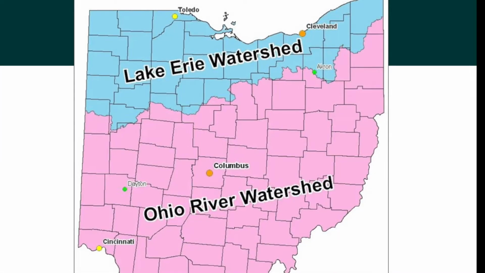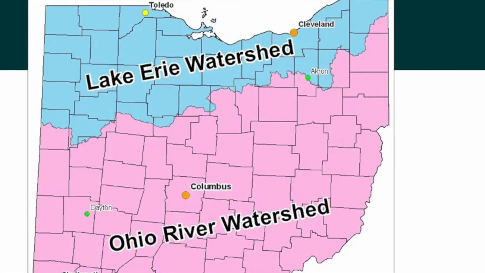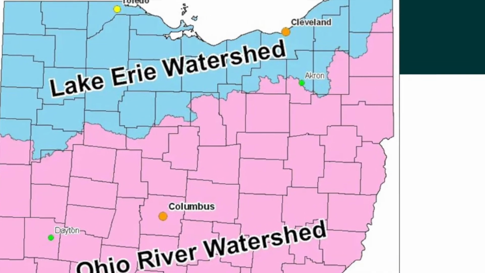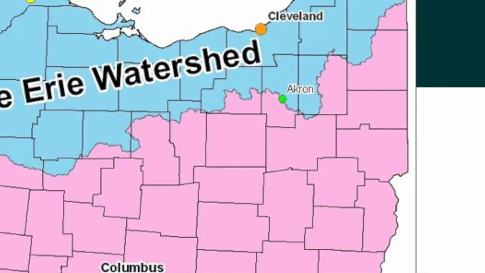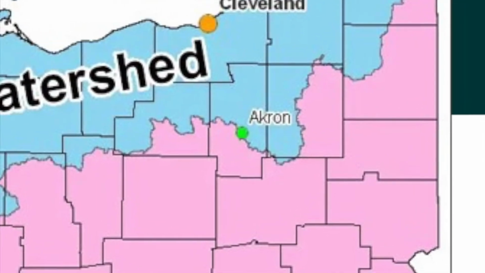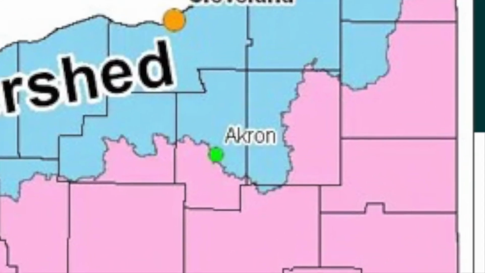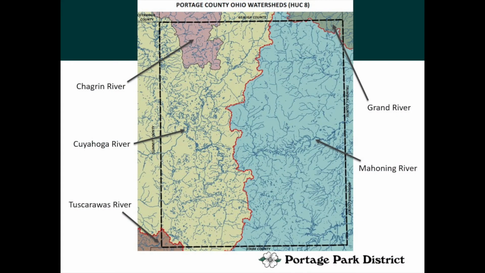So we are in a pretty awesome place geographically in Portage County. We are actually at a major continental divide watershed break between Lake Erie and the Ohio River. So the area located in blue in the diagram flows to Lake Erie. The area located in pink flows to the Ohio River. What you're looking at now is a map of Portage County and our 5 major watersheds. That's right, I said 5 major watersheds.